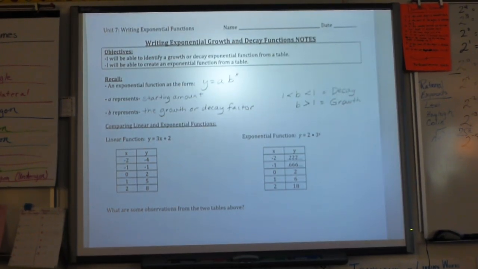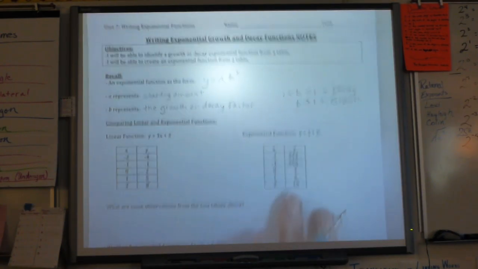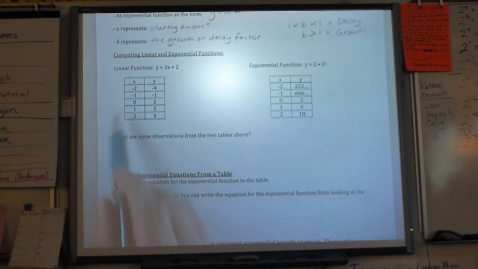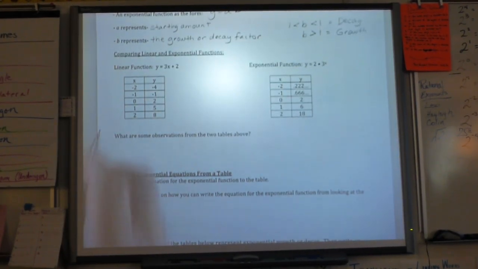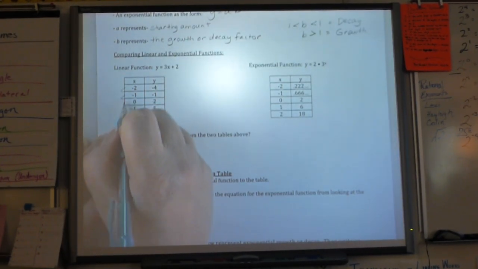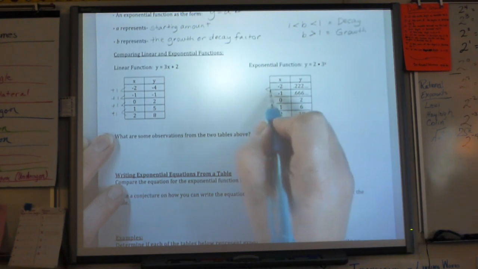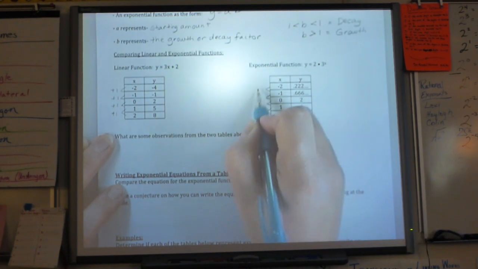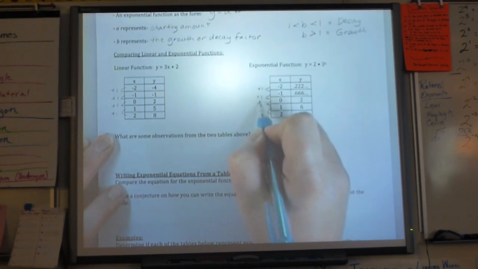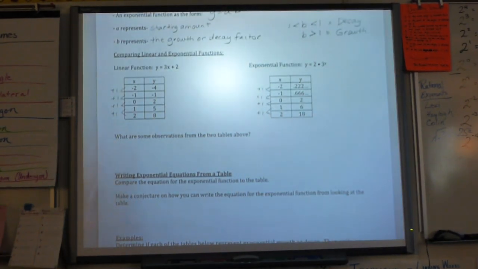So comparing linear and exponential functions. On the left we have a linear function, on the right we have an exponential function. If you look at the x values, each time the x value is going up by 1, in both functions. Okay, that's great. But let's take a look at the linear function.